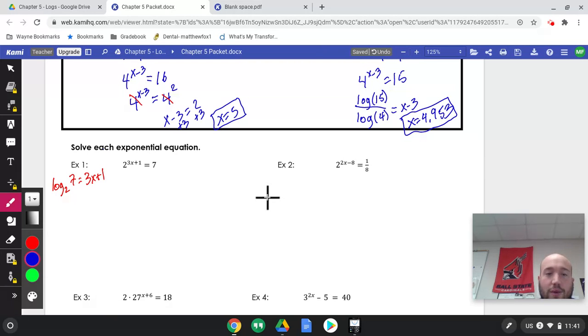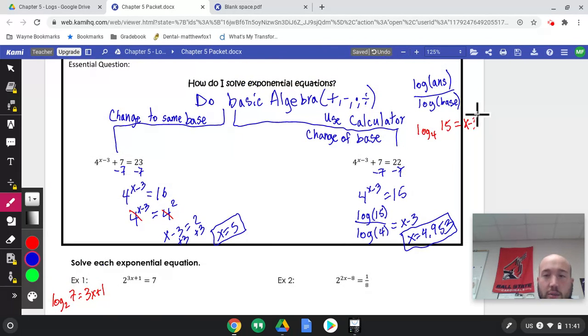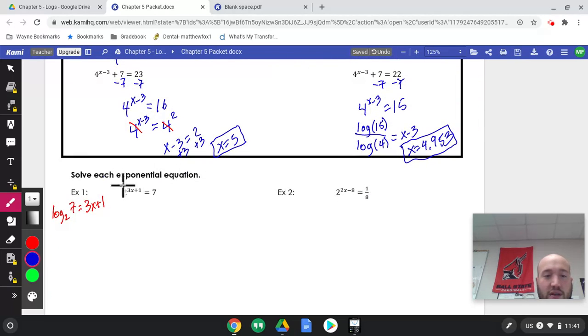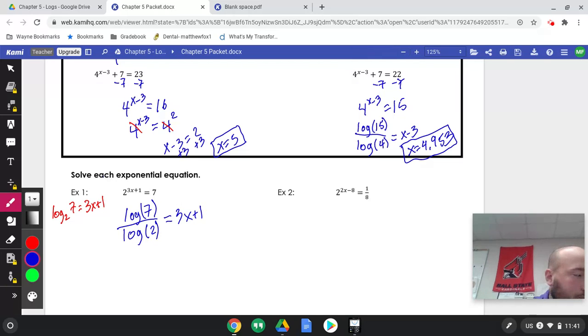However, we remember, hopefully, I wrote up here, it's just log of the answer divided by log of the base. So I don't need to rewrite this. I can just do the log of 7 divided by the log of the base, which in our case is 2. And whatever I get will be equal to 3x plus 1.